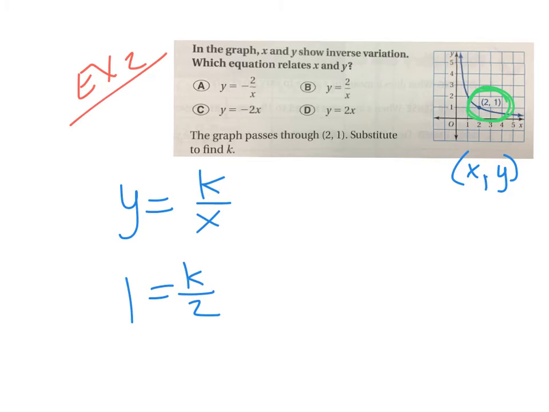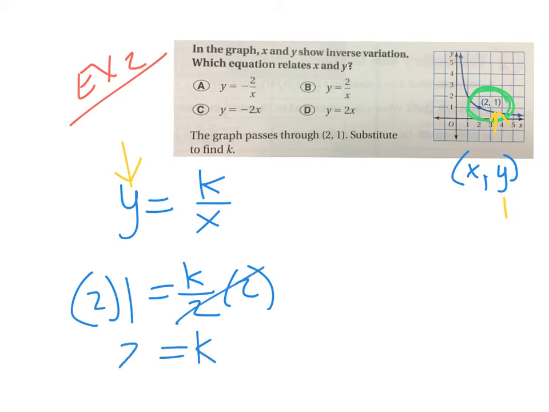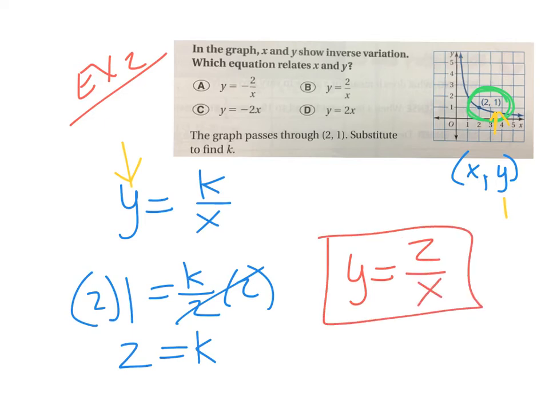How do I get the k by itself? This is division. What's the opposite of division? This is y, so the 1 is y. Yes, Eliana had it right. Multiply times 2. So that leaves me with just k. What's 2 times 1? 2. So now I can rewrite my equation: y equals 2 over x. So this is my new equation. So A, B, C, or D, which one is the correct answer? B would be the correct answer.